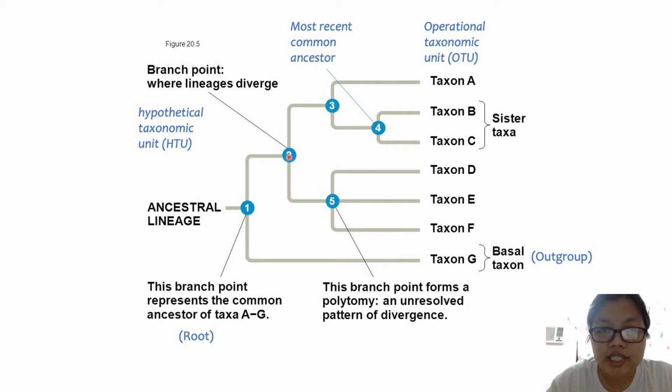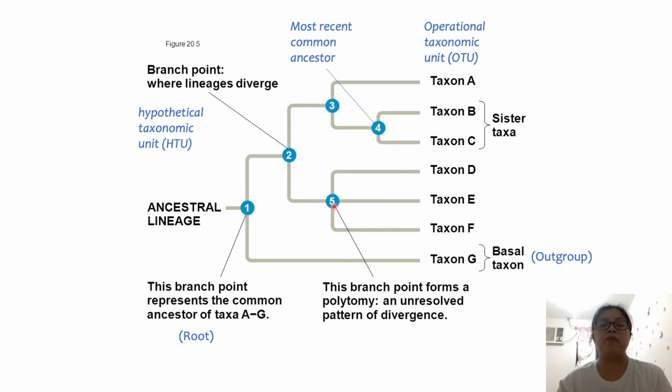All branch points inside the phylogenetic tree, the inner branch points, represent a divergence event or hypothetical taxonomic unit, or HTUs. Ideally, a hypothetical taxonomic unit or branch point leads to 2 branches, so 1 and 2. But in some cases, a branch point leads to more than 2 branches. For example, here it leads to 3 branches. We call this branch point a polytomy.